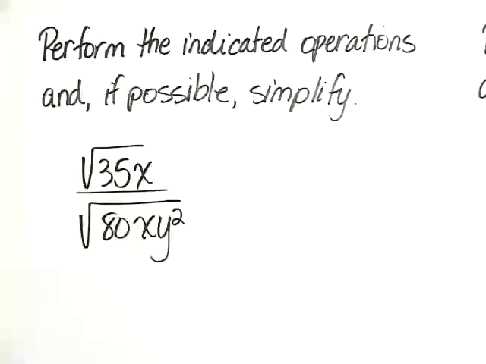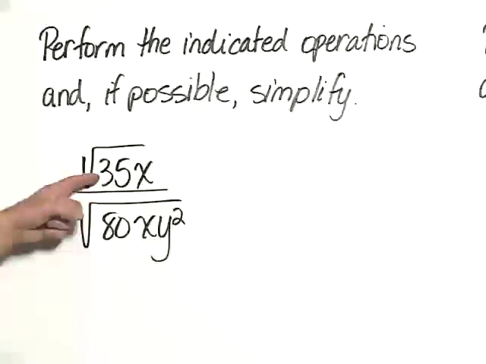Perform the indicated operations and, if possible, simplify. Assume all variables represent non-negative numbers. The square root of 35x divided by the square root of 80xy squared.